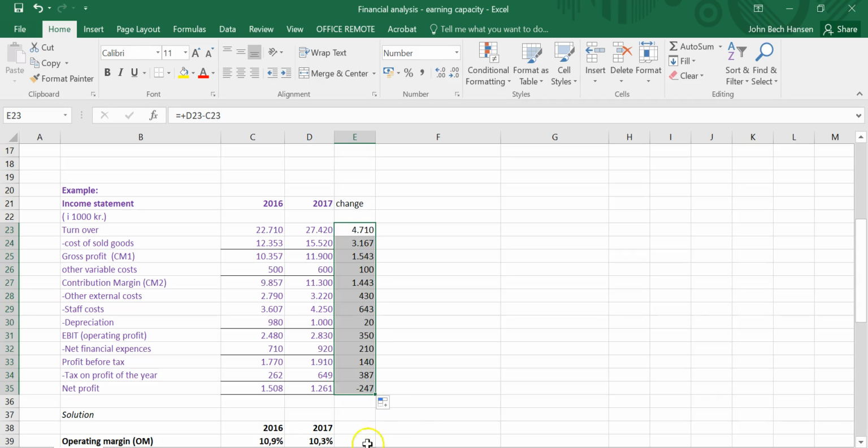Okay. So here you can see we have an operating increase of 350, but the loss is very much due to an increase in the tax. Tax is quite another way of putting up the statement. You could say we have three different statements: the external income statement, the internal income statement, and the tax calculations.